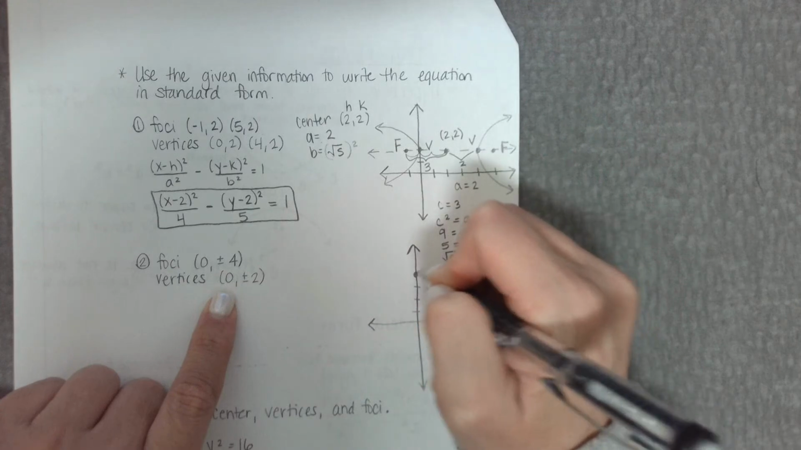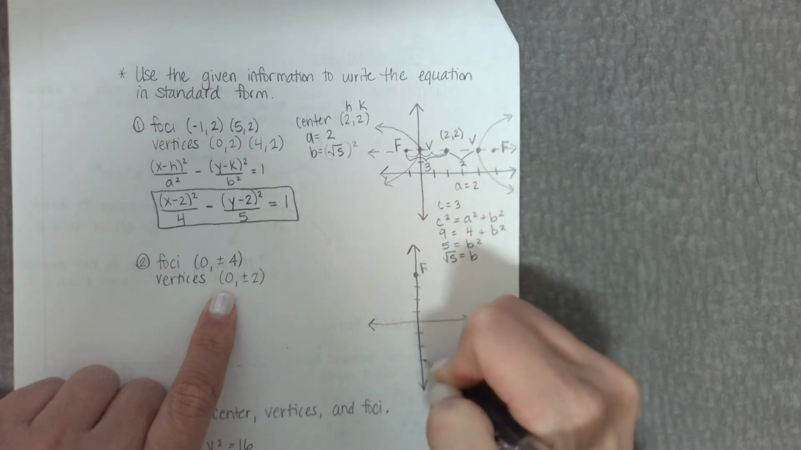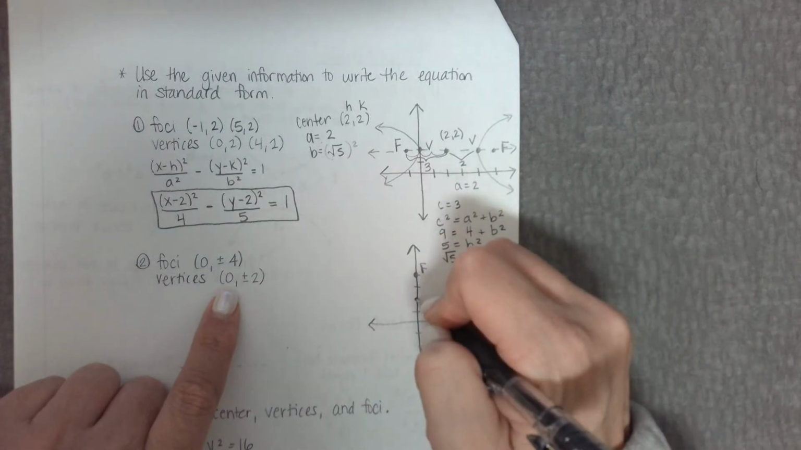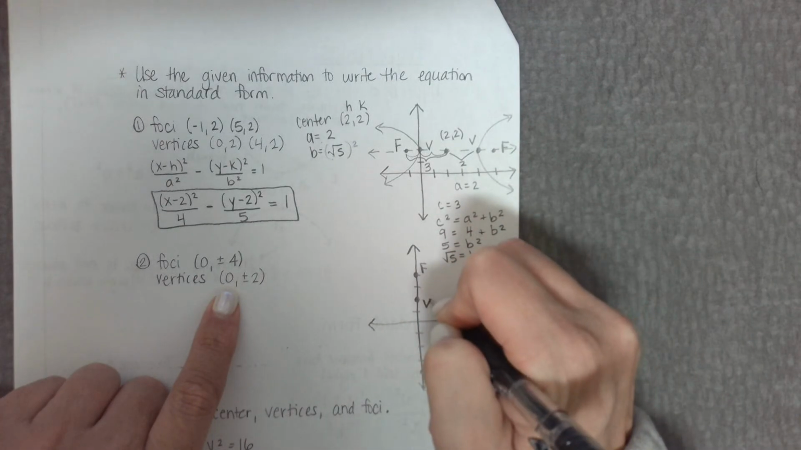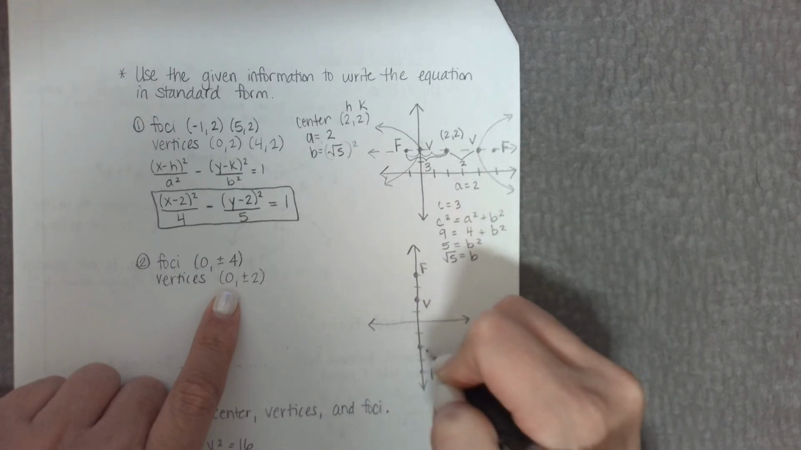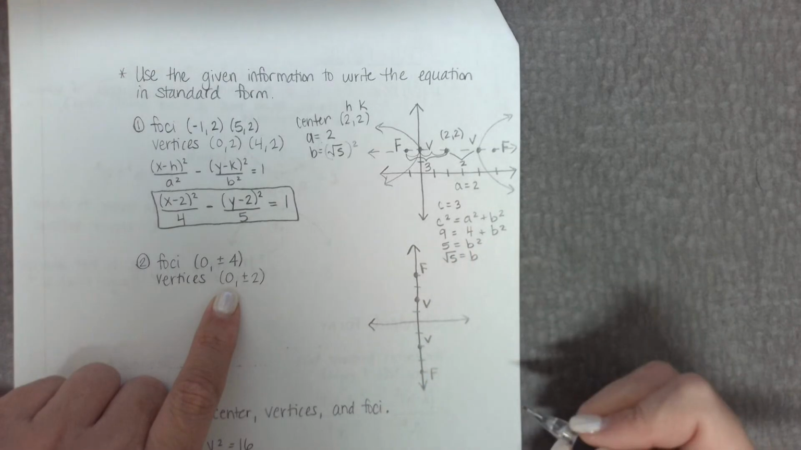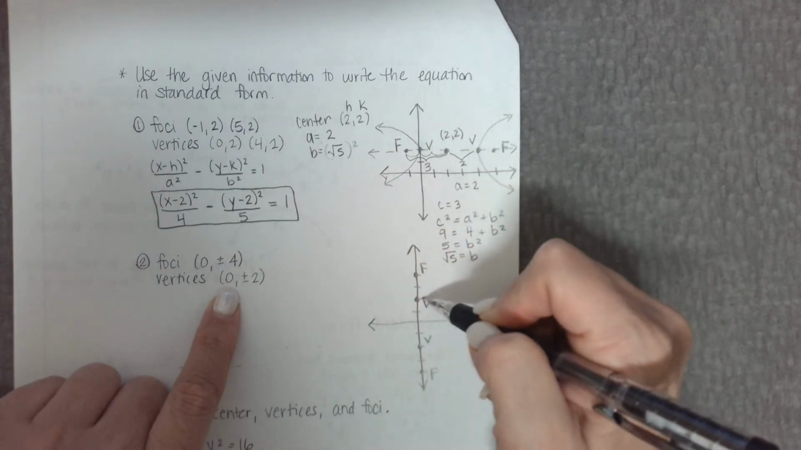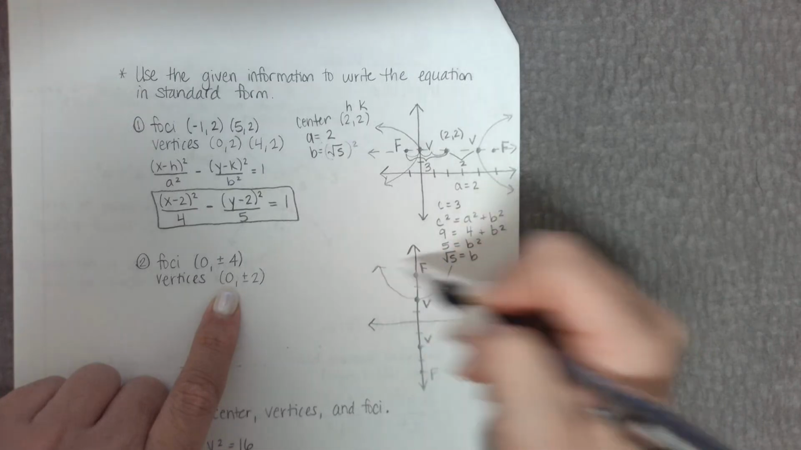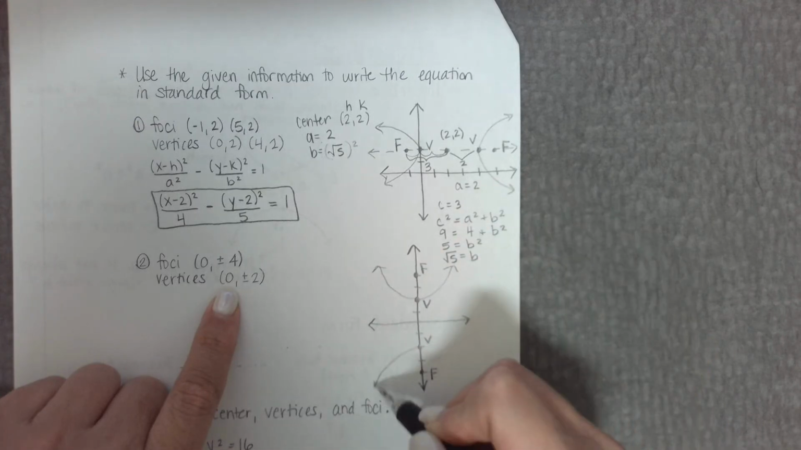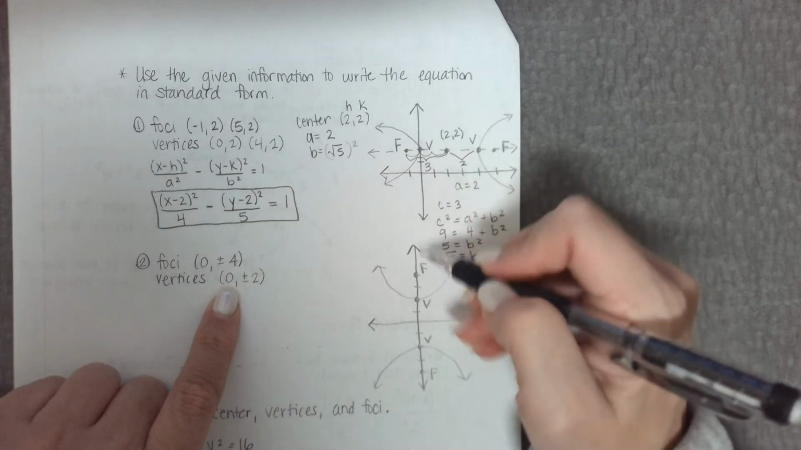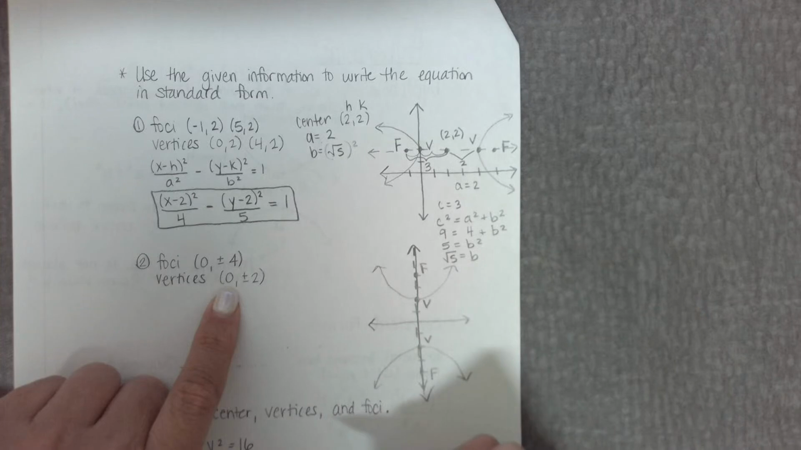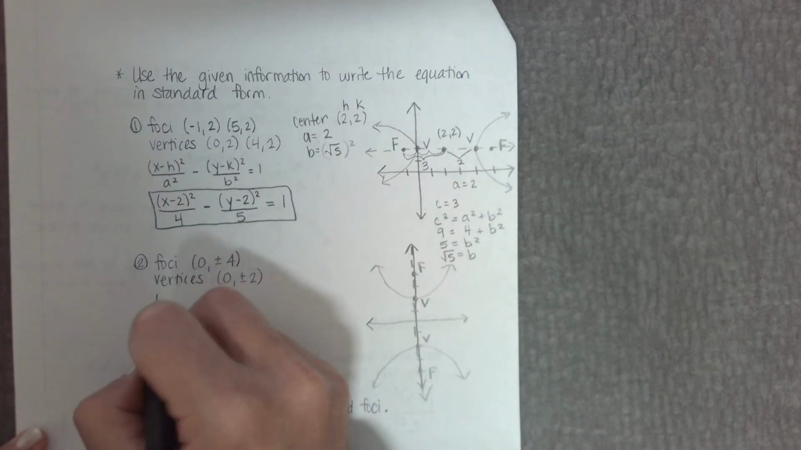Okay, so we have a focus up here at 4, and then a focus down at negative 4, and then a vertex at 2, and a vertex down at 0, negative 2. Okay, so this one is actually lining up vertically. So our branches are opening this way to wrap around the focus. So our transverse axis is actually running down the y-axis this time. So it's vertical.